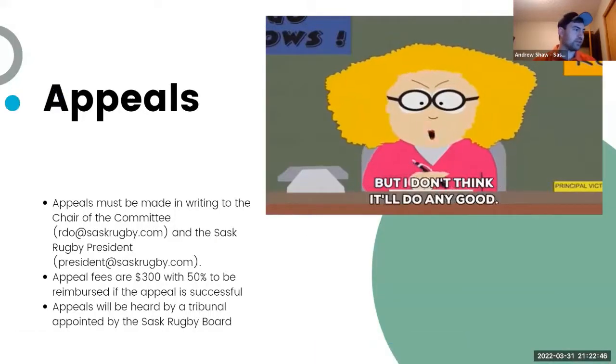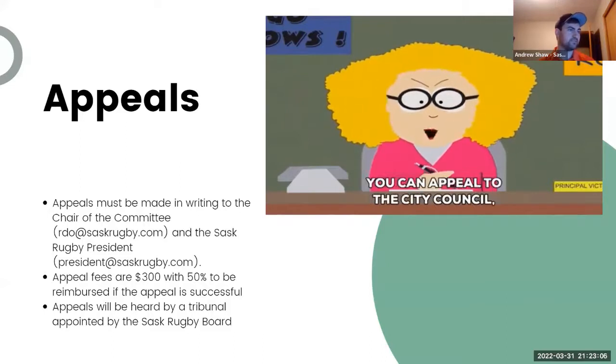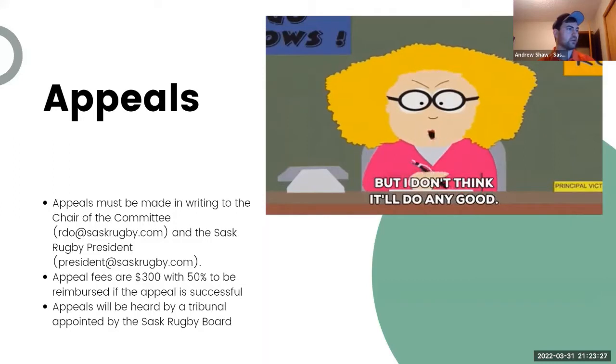So we're starting to wind it down here. We're through all of the specific rules themselves, and we're just going to go through some of the procedural pieces included at the end of the policy. First up is appeals. Appeals of a committee ruling are pretty straightforward. They must be made in writing to myself as chair of the committee and Joel as Sask Rugby president. Our emails are on the slide here. There's also a $300 fee to file an appeal that needs to be submitted before the appeal can be heard. If your appeal is successful, you'll be refunded half of that amount. That's the same as what the discipline policy now requires that we talked about earlier. Any appeals will be heard by a tribunal appointed by the Sask Rugby board. So pretty easy peasy.